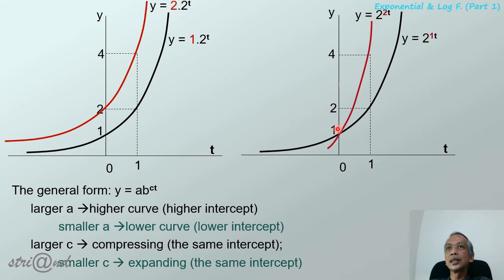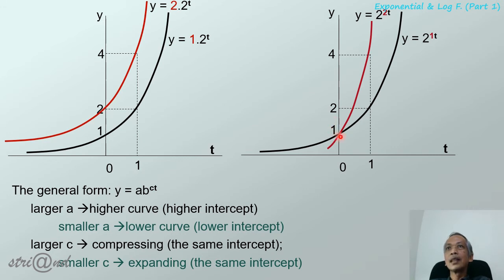This is the new function, the new curve here. So when the c is increased, the curve is compressed toward the vertical axis. But the vertical intercept remains 1 here.